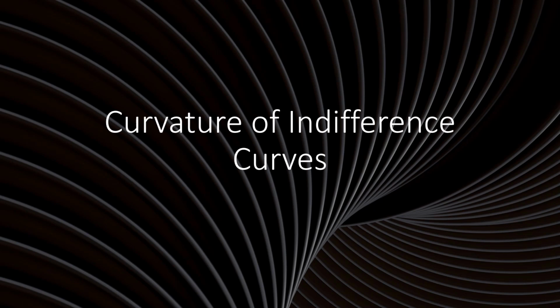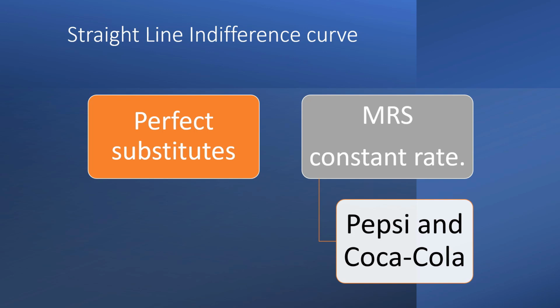Today we will be discussing the curvature of indifference curves. So firstly we have a straight line indifference curve. An indifference curve is a straight line if the goods are perfect substitutes, and in this the marginal rate of substitution is a constant rate. The goods may be like Pepsi and Coca-Cola.